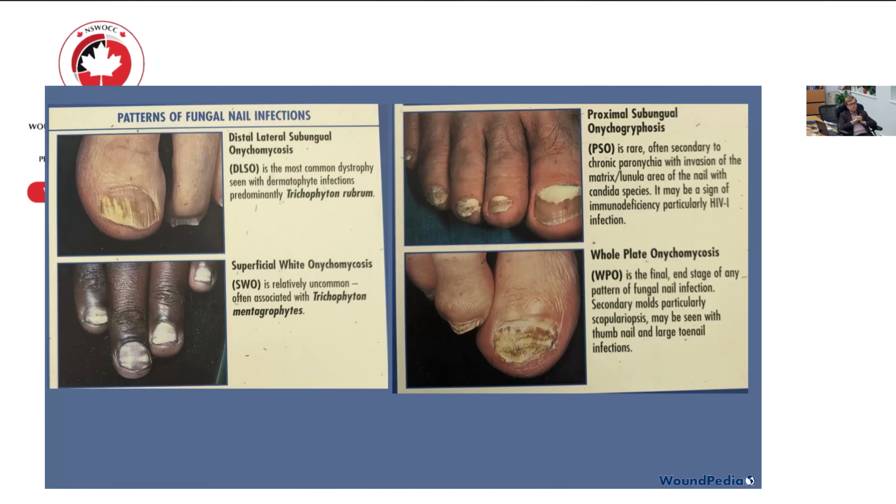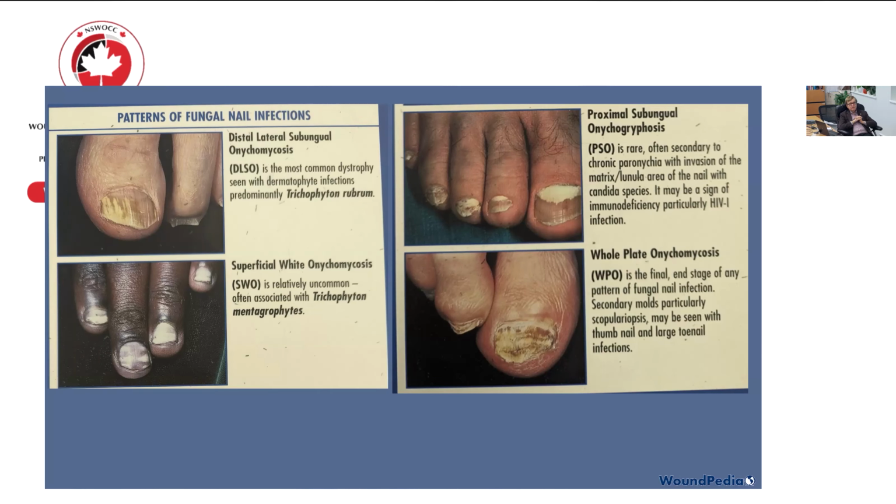And this one you can treat topically, whether you use Jublia, which is efinaconazole, those are the drops, topical that'll penetrate the nail, or even the azole antifungal creams would probably eradicate this by applying it topically once or twice a day.